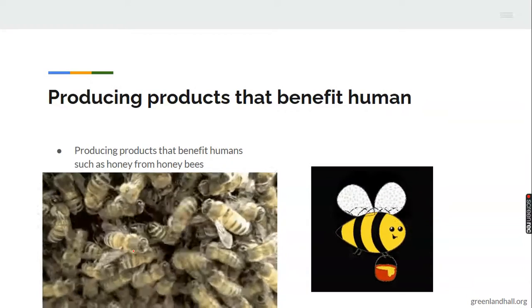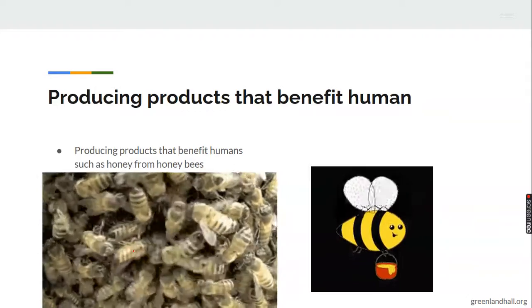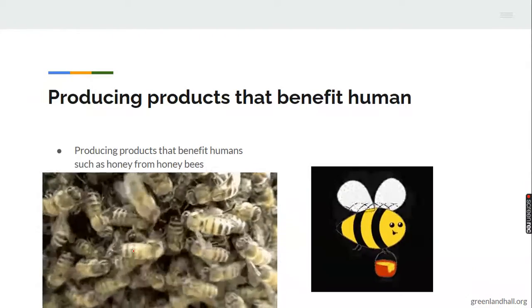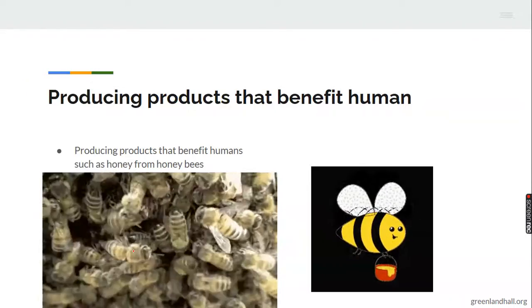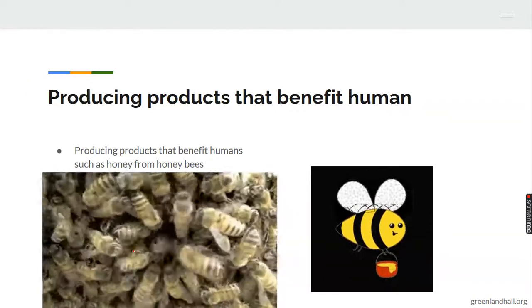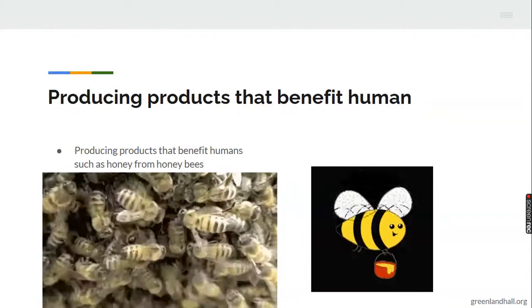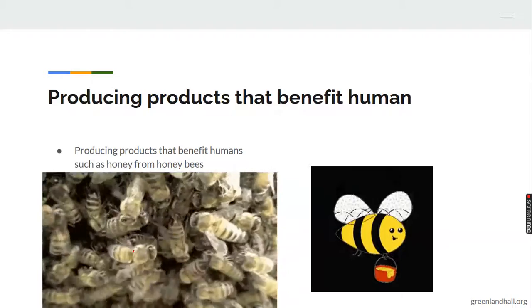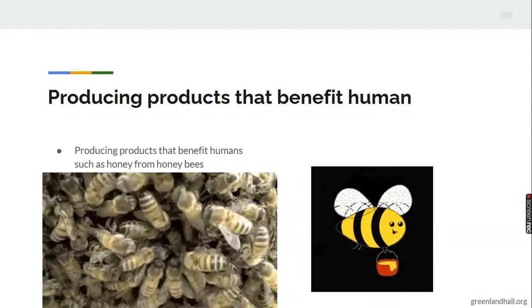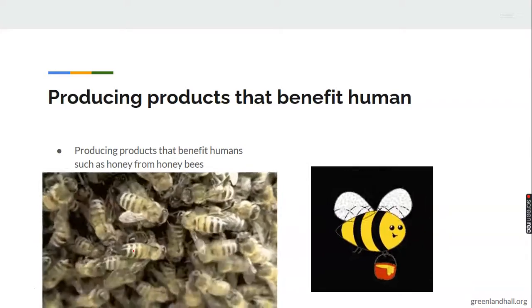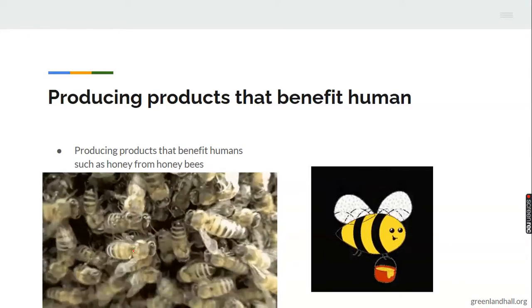Right? They help in producing products that benefit humans. We have products like honey from honeybees, and we have silk. So there are silk plants, silk material. So we have silk insects, then we also have honeybees, and we get silk or honey from them.